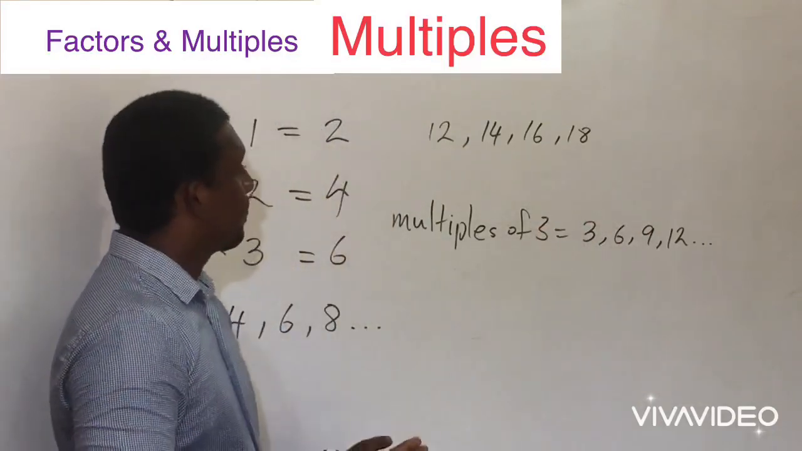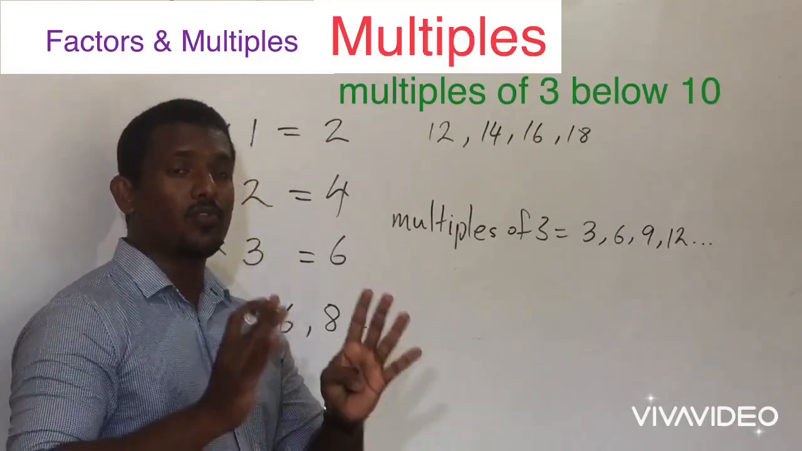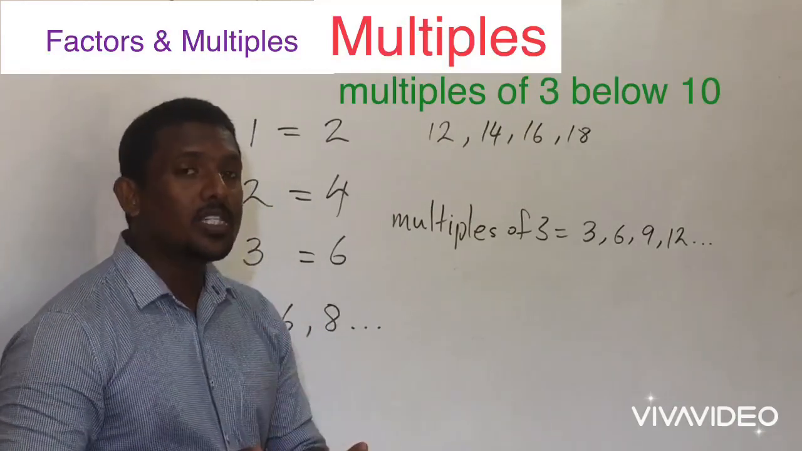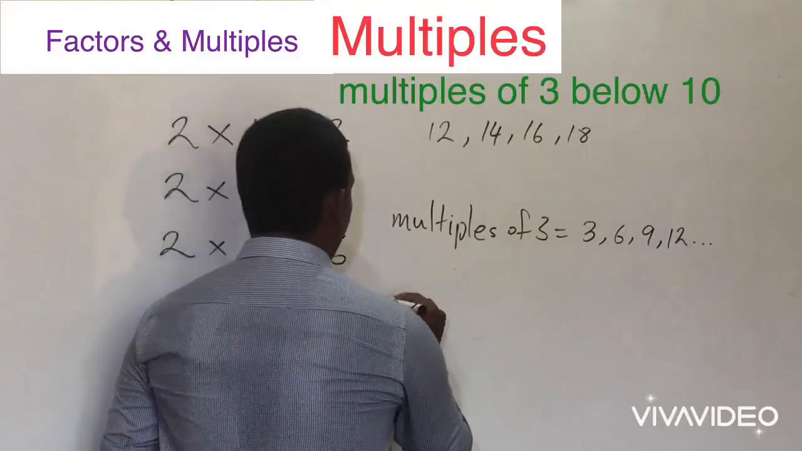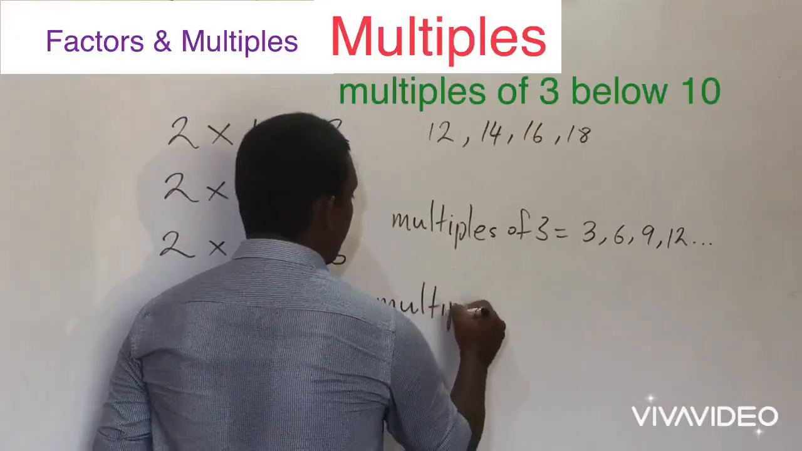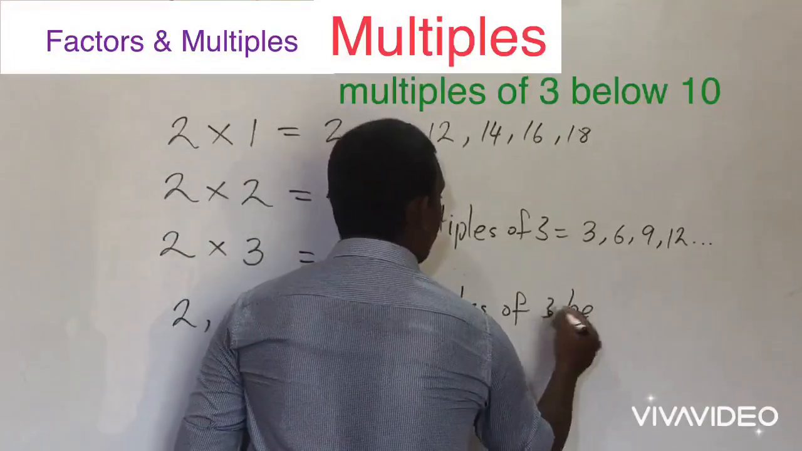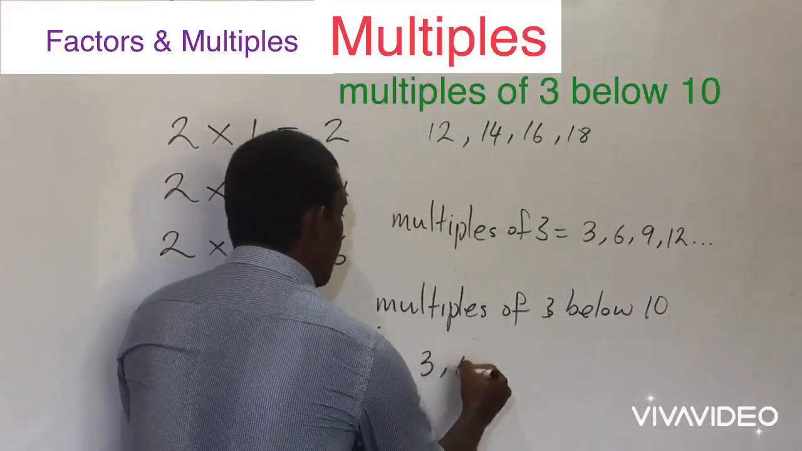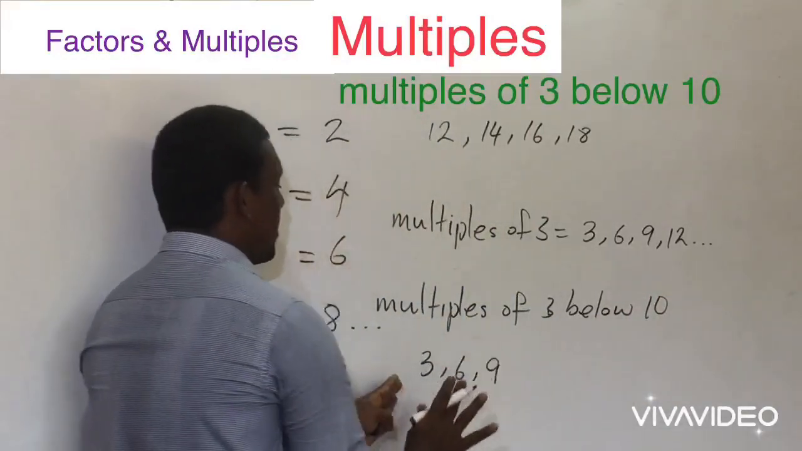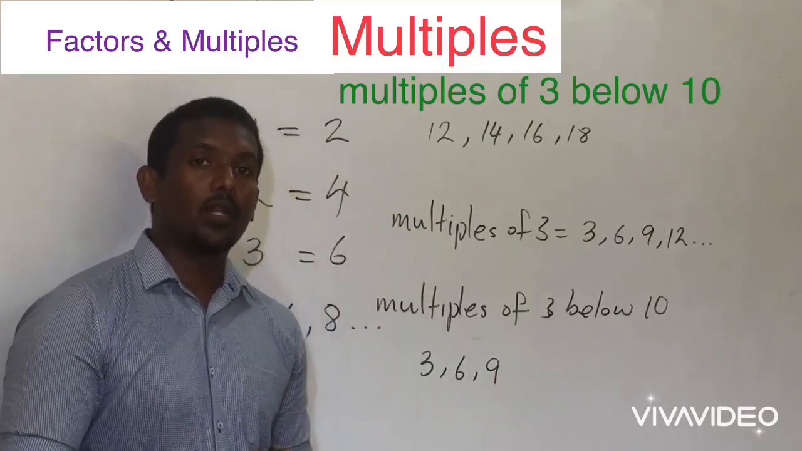Right, then let's see how you write the multiples of 3 below 10. Multiples of 3 below 10. They are 3, 6, 9. These are the multiples of 3 below 10.